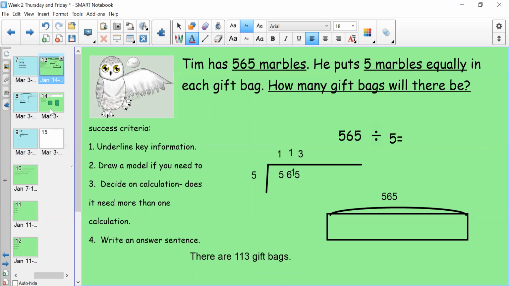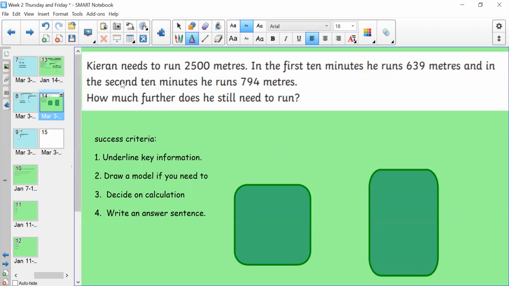Okay, so if we look at another one, this one says, Kieran needs to run 2,500 meters. In the first 10 minutes, he runs 639 meters. And in the second 10 minutes, he runs 794 meters. How much further does he still need to run? Okay, so I'd like you to pause the video and really think about using those steps and what calculation this question is going to need.